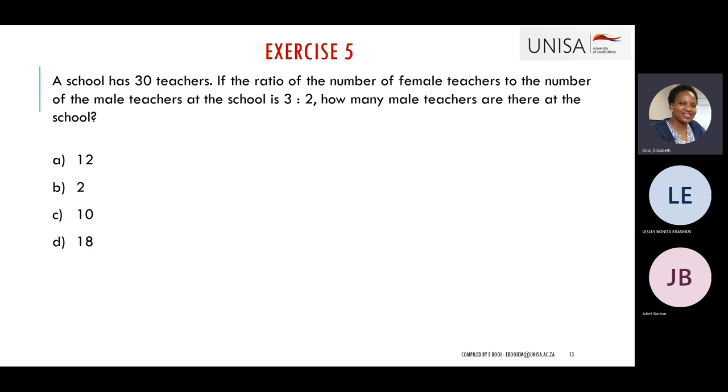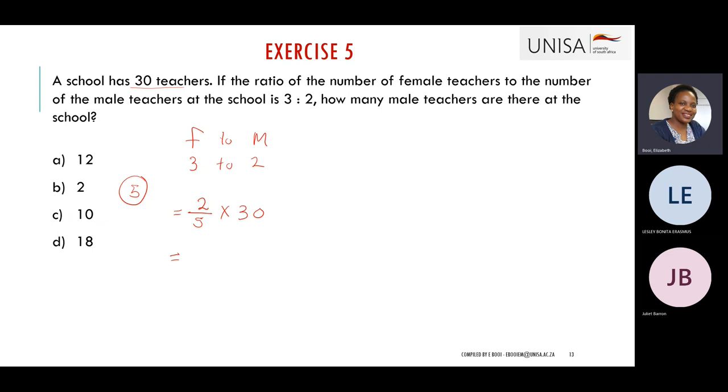Well, it says the answer is 18. Let's see the ratio of males. So we know that we have the total of 30 teachers, and the ratio of females to males, which is 3:2, and we know that the total of the ratio will be 5. So, in order for us to find how many males, we're going to find the ratio of males, which is 2 males out of 5. Multiply that with the number of teachers, which there are 30.